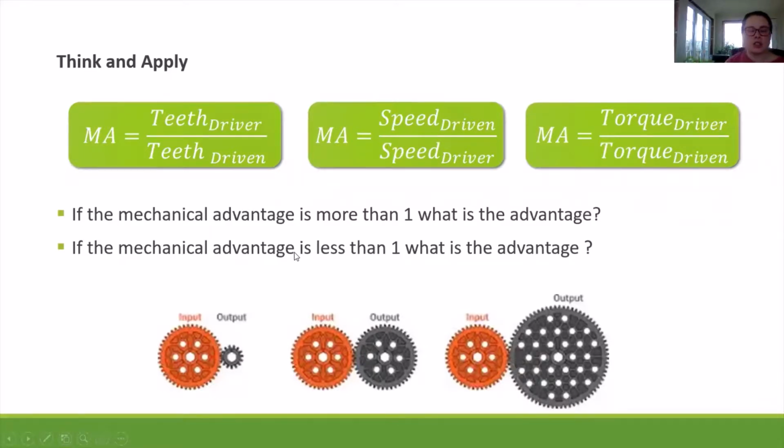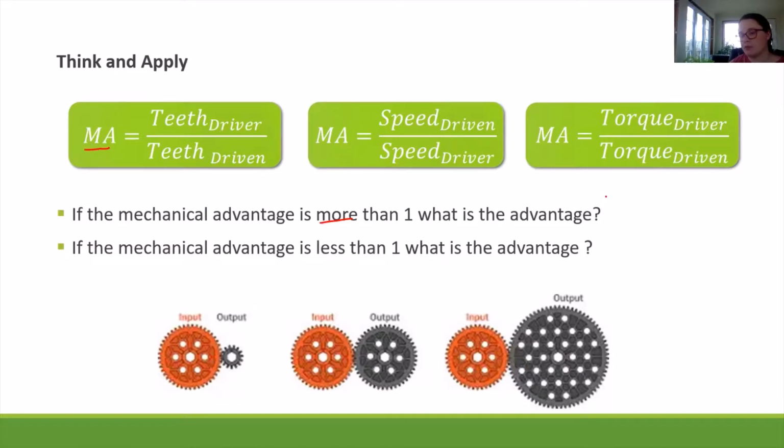All right, I want you to stop, think, and apply for a minute. First of all, I want to think about what happens if the mechanical advantage is more than one. What advantage do we get? Let's look at our gears and figure out which one has a mechanical advantage more than one. In order to figure that out, let's look at our formulas. If we want this number to be bigger than 1, the top number has to be larger.